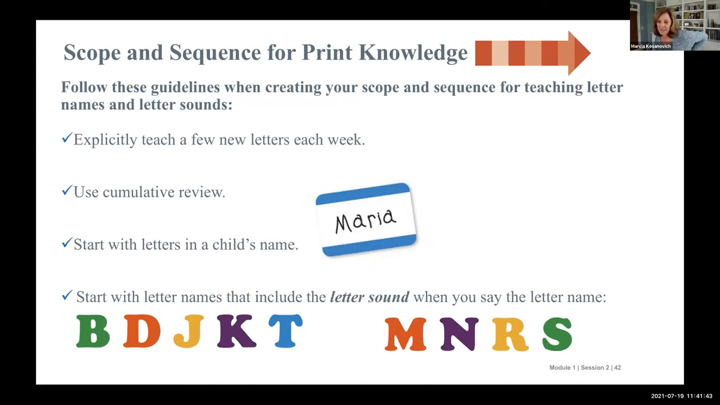So yes, the first set of letters is more straightforward for children because the letter name's beginning sound and the letter sound are the same. So B, B. But for example, the M and the N, when you say M, the first sound is eh. So beginning with the B, the D, the J, those letters on the left might be easier for some children.